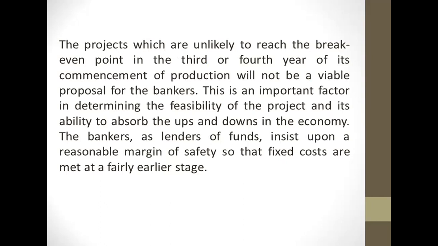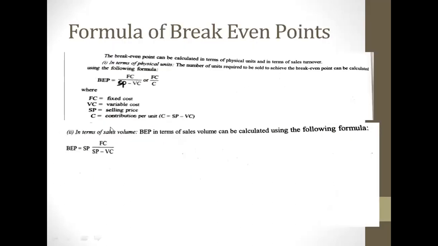The bankers, as lenders of funds, insist upon a reasonable margin of safety so that fixed costs are met at a fairly early stage. So the banks prefer that the company should come to the break-even point as early as possible. If it takes too long a time to reach the break-even point, then it is unlikely to be accepted by the banking institutions. Now, there are two important formulas being used to arrive at the break-even point. The first one decides the physical units of output.